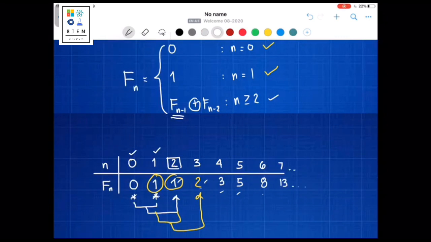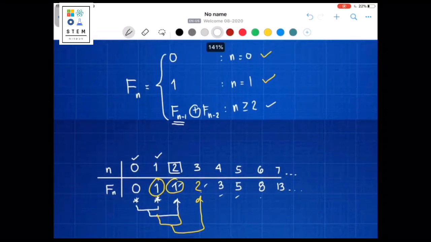So, yun yung pattern. So, yung sequence na yan, yan yung tinatawag na Fibonacci sequence. So, ito yung rules na pinafo-follow niya. F of n equal to f of n minus 1 plus f of n minus 2 if n is greater than or equal to 2. Okay? So, yan yung tinatawag na Fibonacci sequence.